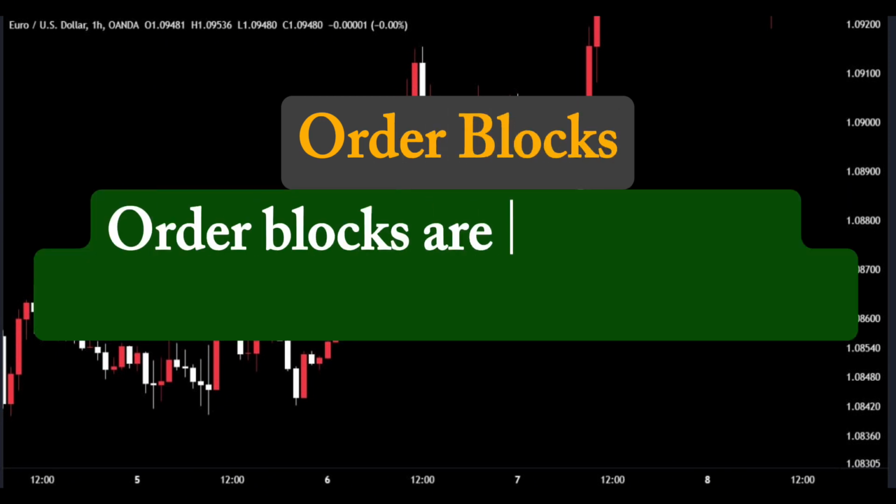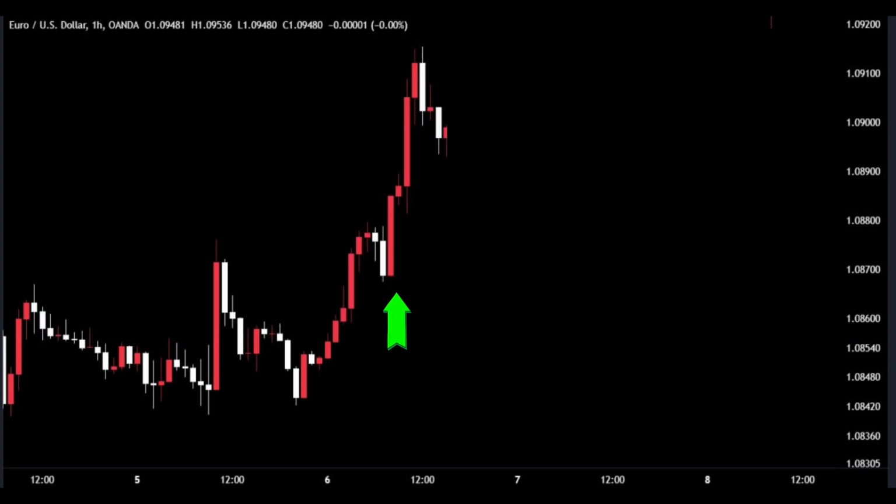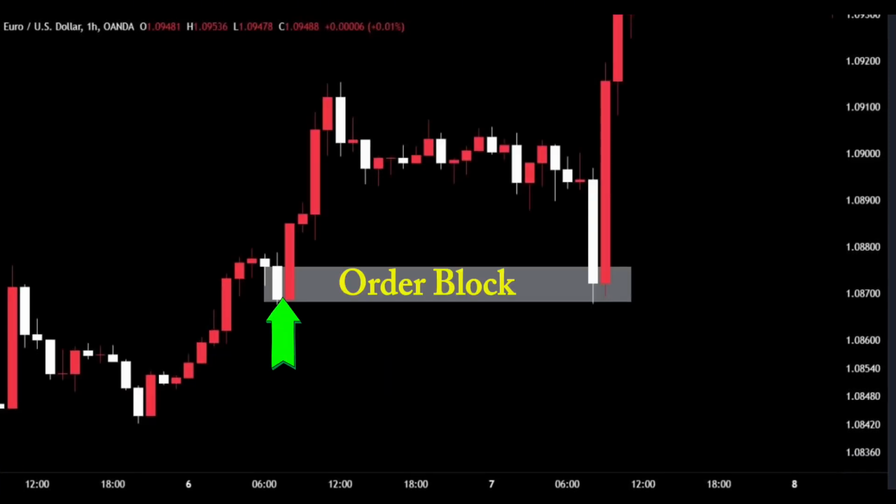Generally, order blocks are areas where buying and selling pressure resides. The market rejects this area once, so when it returns back, it might react to the area again. Note, not every order block is a supply or demand level, but not every supply or demand area qualifies to be an order block. Let me show you guys what I mean by that.